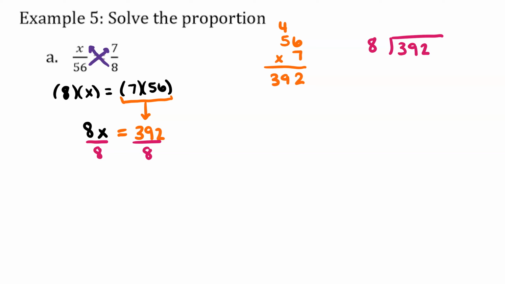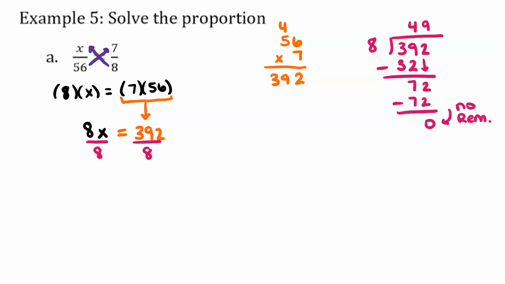So now let's see. I know 8 times 5 is 40, and that's too big. So we'll do 8 times 4. 8 times 4 is 32. Subtract. That gives me 7, and I'll bring down the 2. Now, how many times does 8 go into 72? 9 times. Right? That makes 72. And when you subtract, you get 0, and that's no remainder. So I did this math. 8 divided by 8 is 1, so 1x equals 49.